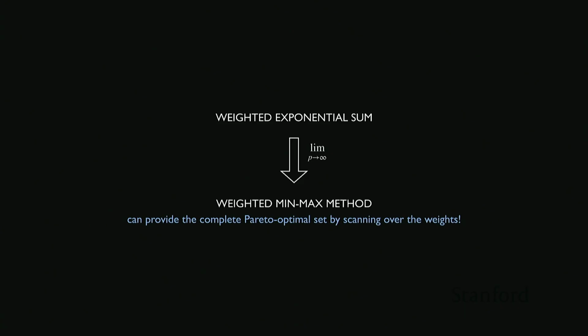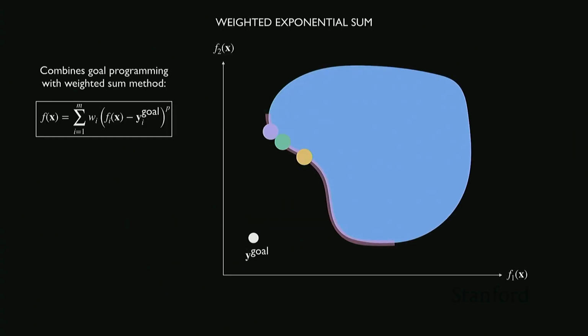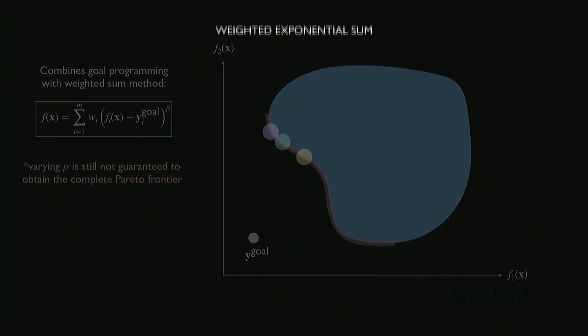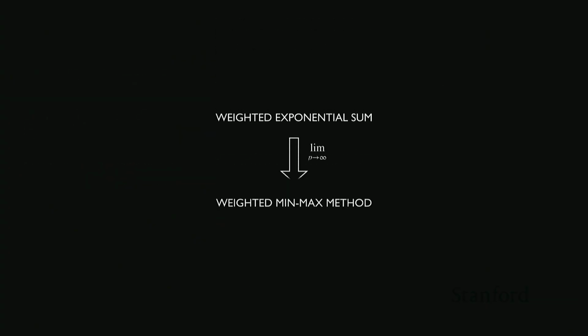It talks about it. That weighted exponential method, we were not only varying P, we were also varying W, right? Yes. So we could have varied both of them. Basically what this is saying is, if you set P to infinity already, and then you vary W, you will end up getting the full set. So this is almost a specific case of the weighted exponential sum, where you take the limit as P approaches infinity.